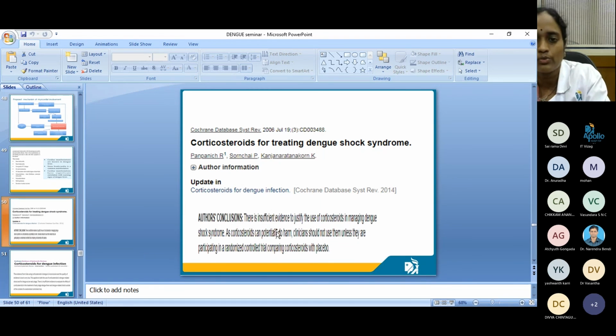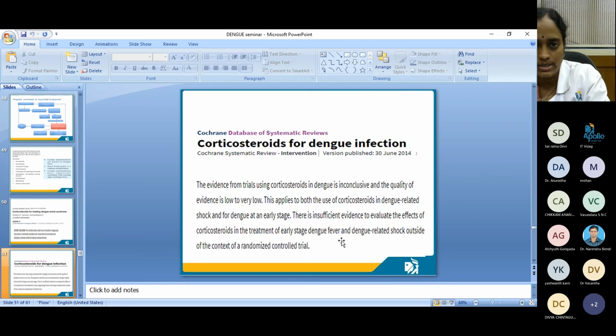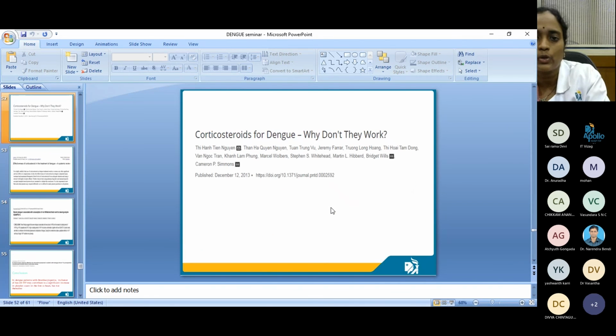How it started, so from 2006: there is insufficient evidence to justify the use of corticosteroids in dengue patients. So this is one more study, also a Cochrane database review published in 2014. The evidence of trials using corticosteroids in dengue is inconclusive, and the quality of evidence is low to very low.